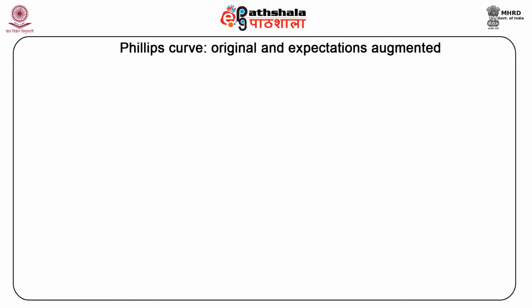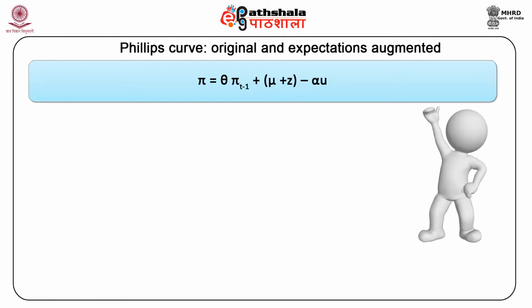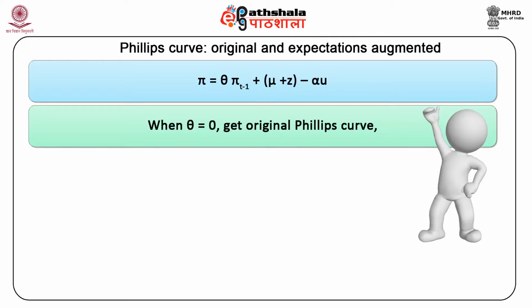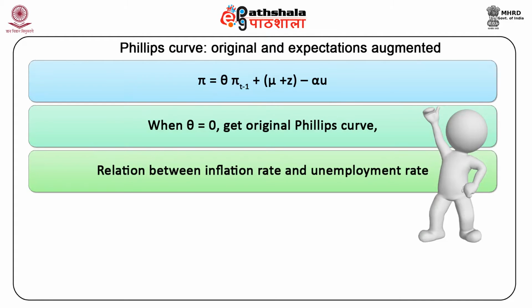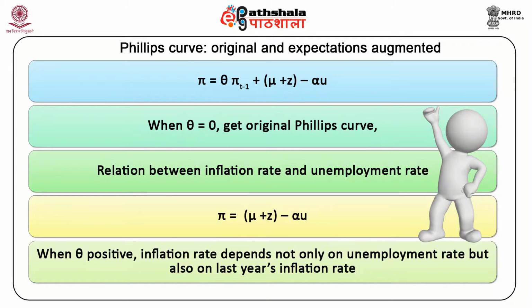Using previous equations, inflation is equal to theta times inflation in time t minus 1 plus mu plus z minus alpha u. When theta is equal to 0, we get the original Phillips curve, a relation between inflation rate and unemployment rate. Inflation is equal to mu plus z minus alpha u. When theta is positive, the inflation rate depends not only on the unemployment rate but also on last year's inflation rate, as depicted in this equation.